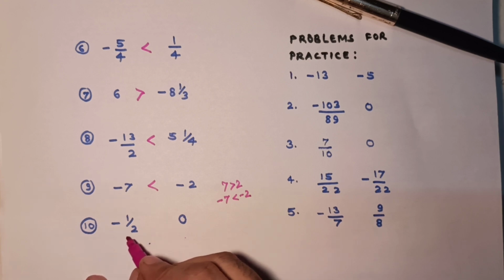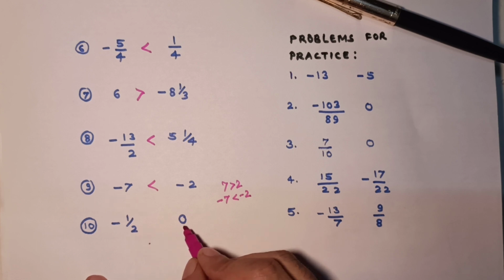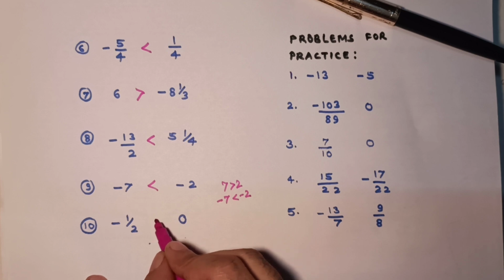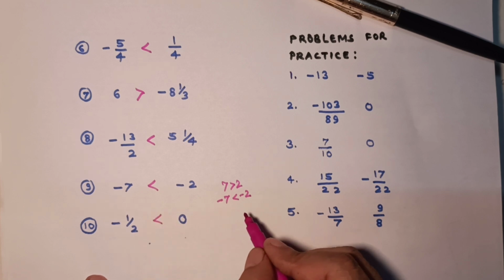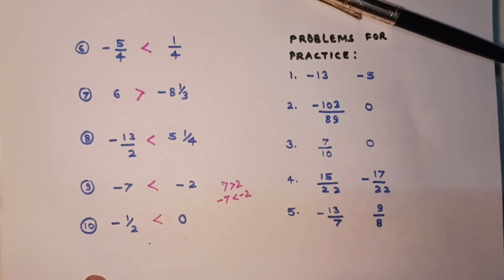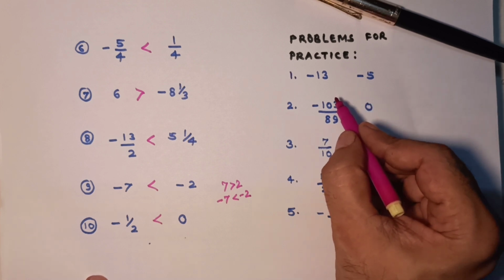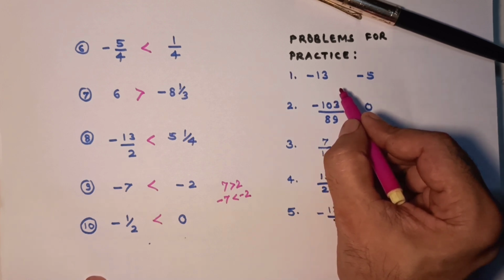Minus 1/2 is a negative number and 0 is here. So any negative number is smaller than 0. This is your answer. Now stop your video. Have a pause. See the first question and try to write the answer.